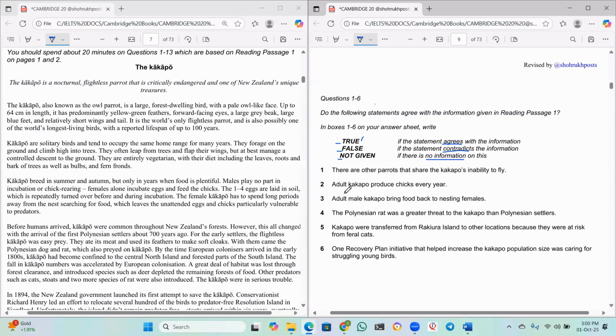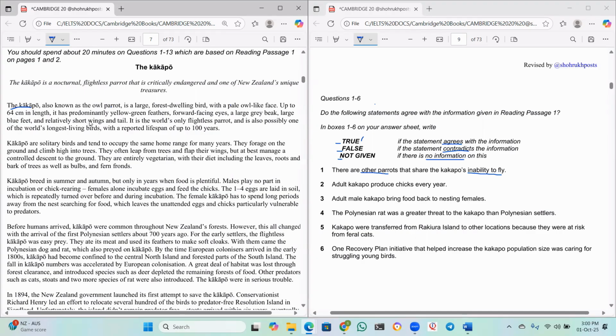What is the first question here? There are other parrots that share the kakapo's inability to fly. So here we understood that the kakapo cannot fly, and the question says there are some other parrots that cannot fly like the kakapo. We have to keep in mind that other parrots' inability to fly is important, so we have to read for that. Whenever we are reading the passage, we have to have this at the back of our mind, looking for something related to flying. Now let us read this paragraph.